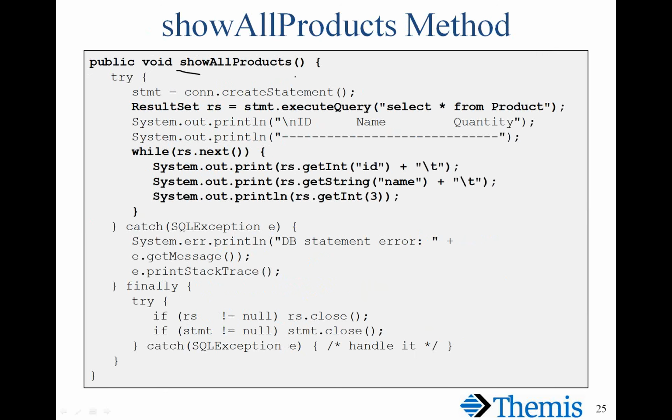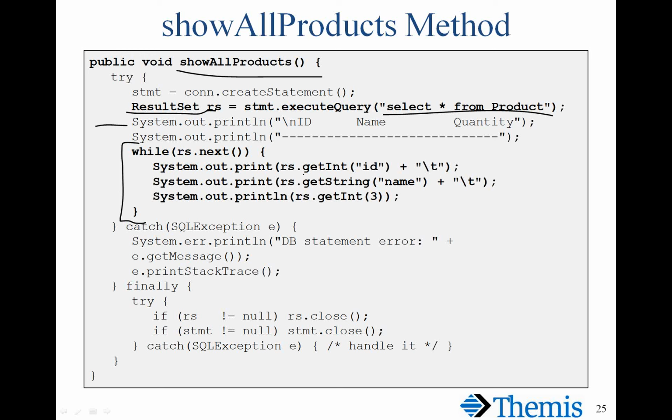Next, we see the showAll products. This demonstrates the query, execute query. It's a select statement and creates a result set. We begin before we loop through the rows. We print out a couple lines of header with ID, name, and quantity and a separator.